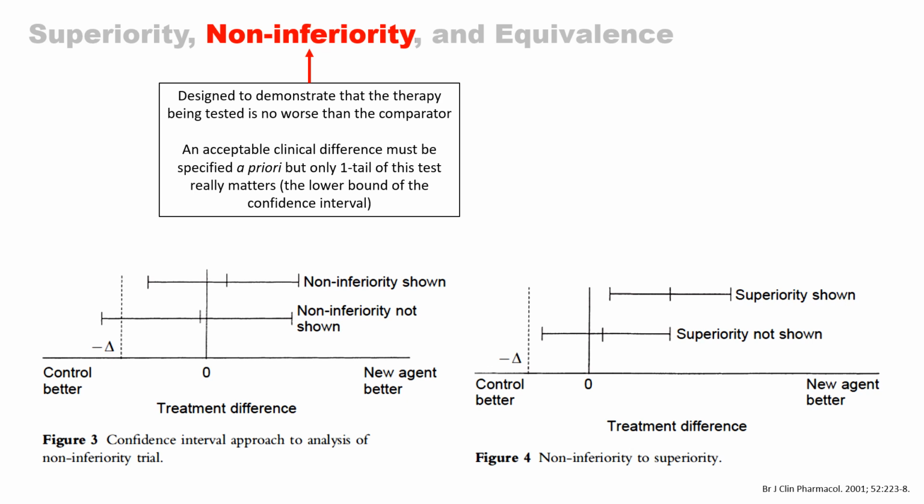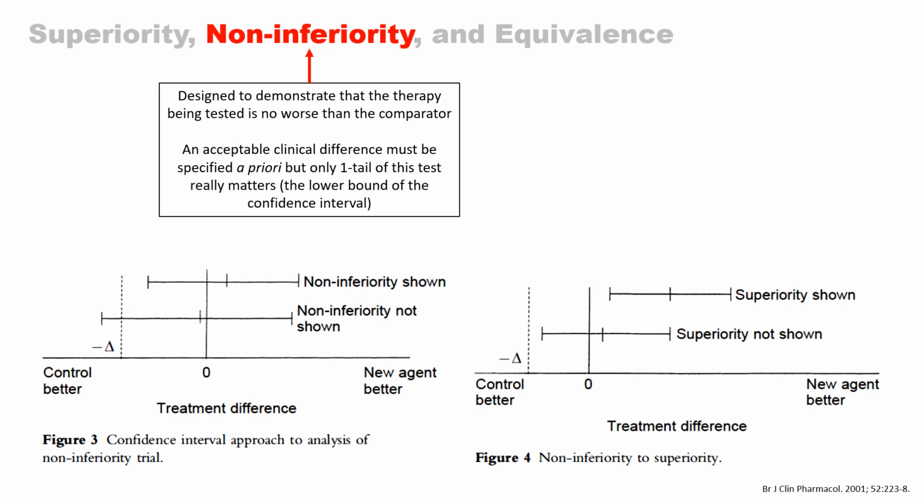And so if we look on the left-hand side, you can see the top confidence interval includes 0, which means that there's no superiority demonstrated for the new agent. But importantly, it does not include whatever this negative delta value is, and this is the acceptable clinical difference.